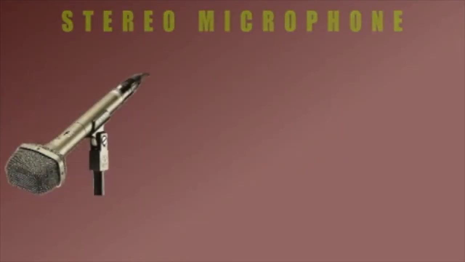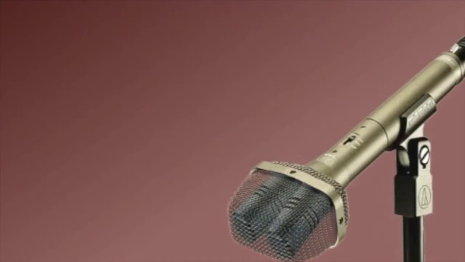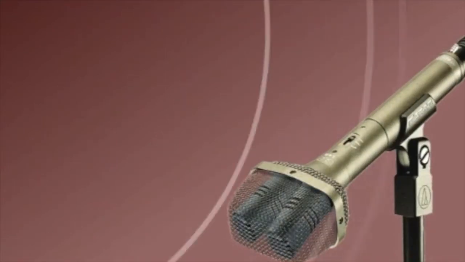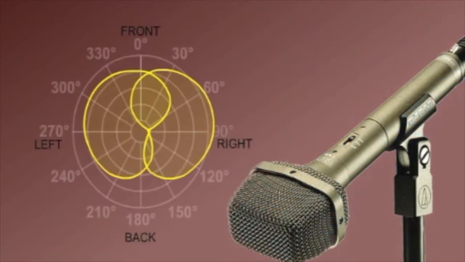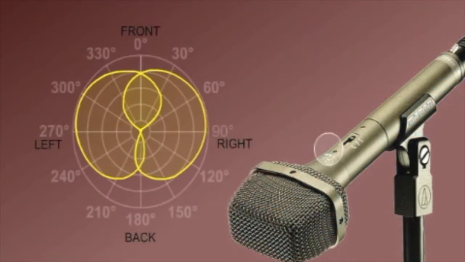Stereo microphones are microphones that contain two diaphragms which convert the incoming acoustic signal into two audio signals. The diaphragms are often rotatable with selectable patterns to achieve specific arrangements used in two-channel recording.